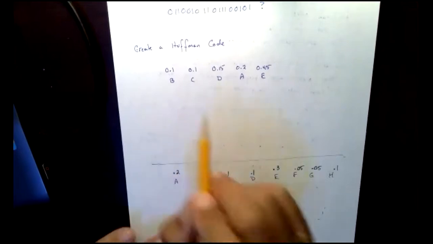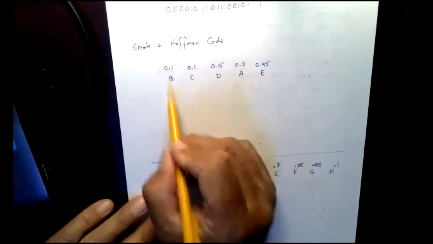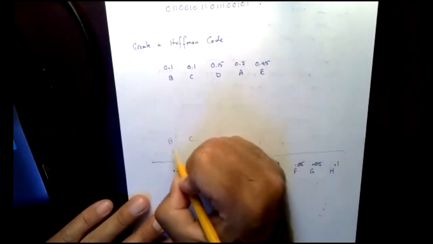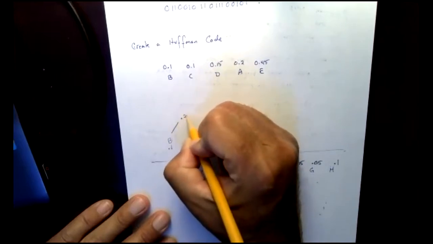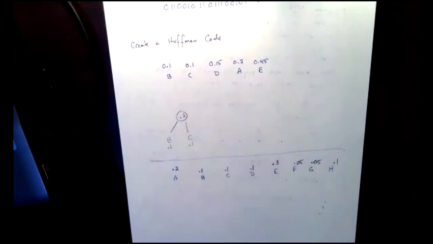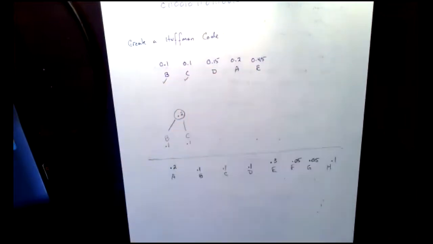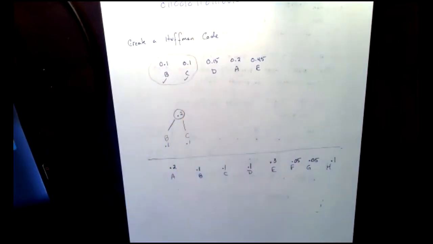So here's what I'm going to do. I'm going to take the lowest frequency ones, and I know they should be at the lower end of my binary tree, sort of like Morse code. So I'm going to take the B, and I'm going to take the C. This was 0.1, this is 0.1, and I'm going to combine those to get a 0.2. Now, why did I take these two? Again, they're the lowest. So check mark, check mark. Now, this became a single entity of weight 0.2.